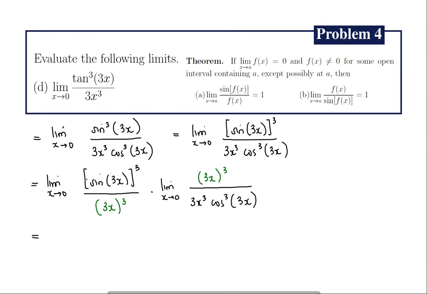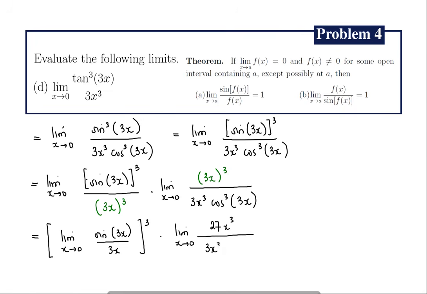So, this part, you can express this as, kung hindi pa rin kayo convinced, limit ng sine of 3x over 3x, tapos cubed, tapos this one, so limit ng 3x cubed, or actually, isimplify na natin siya, quantity 3x cubed, this is just 27x cubed over 3x cubed cosine cube 3x.